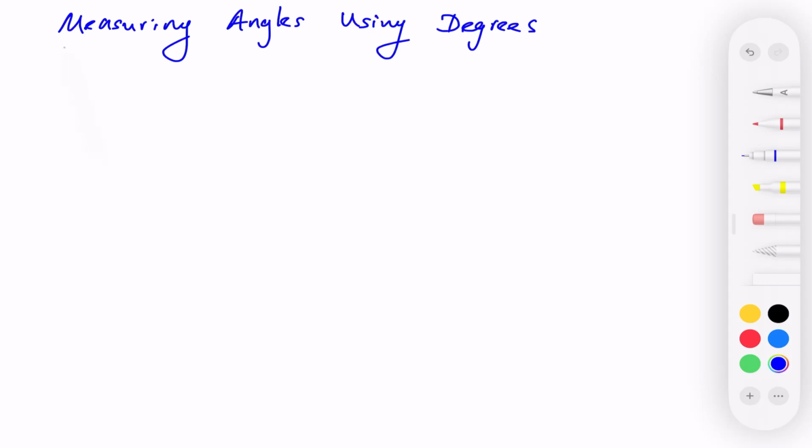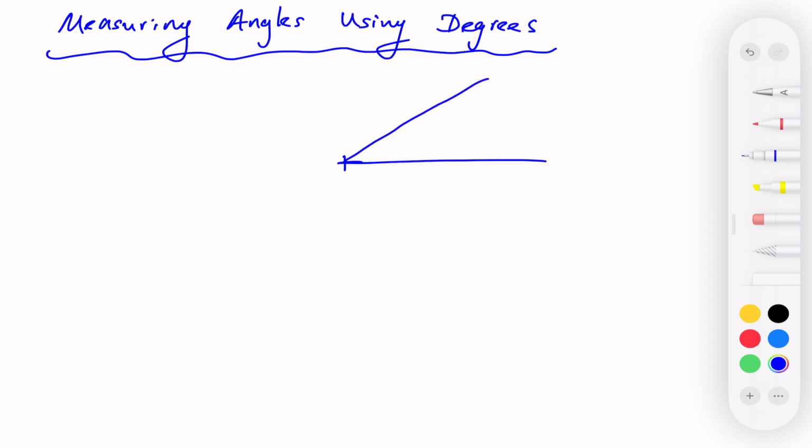This discussion is about measuring angles using degrees. Well, some of you may already know that the summation of all angles around a point is equal to 360 degrees. Say for example, around the point shown right here, we have a couple of angles.